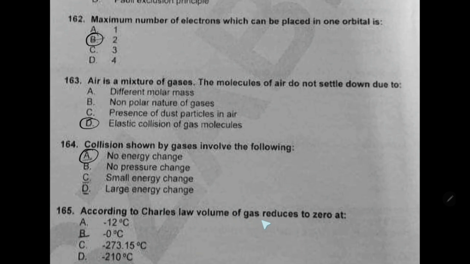According to Charles' law, volume of gas reduces to 0 at -273.15 degrees Celsius. Lekin wo jab -273.15 degrees Celsius ho jaye, that is known as absolute zero on the Kelvin scale. So choice C is the correct choice.